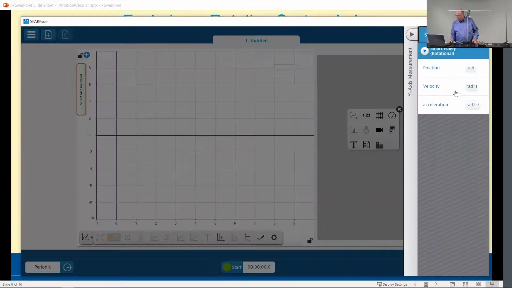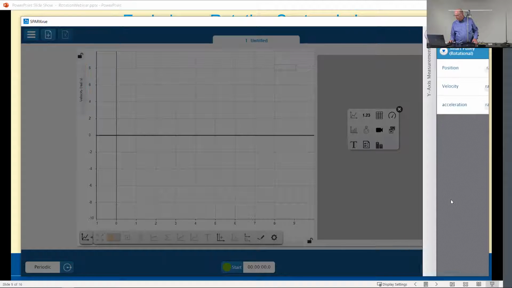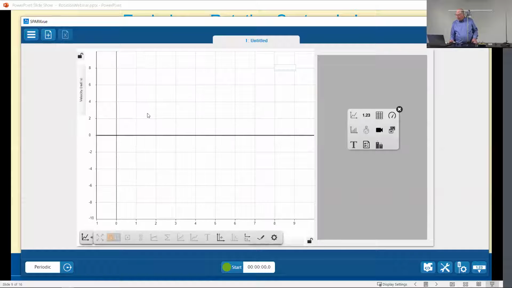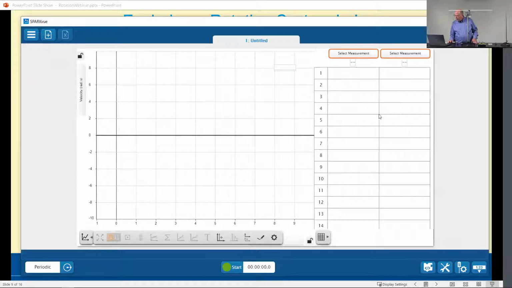And so our graph is going to be angular velocity. This just says velocity, but notice the units are radians per second. And so that's our graph. And then the data table.